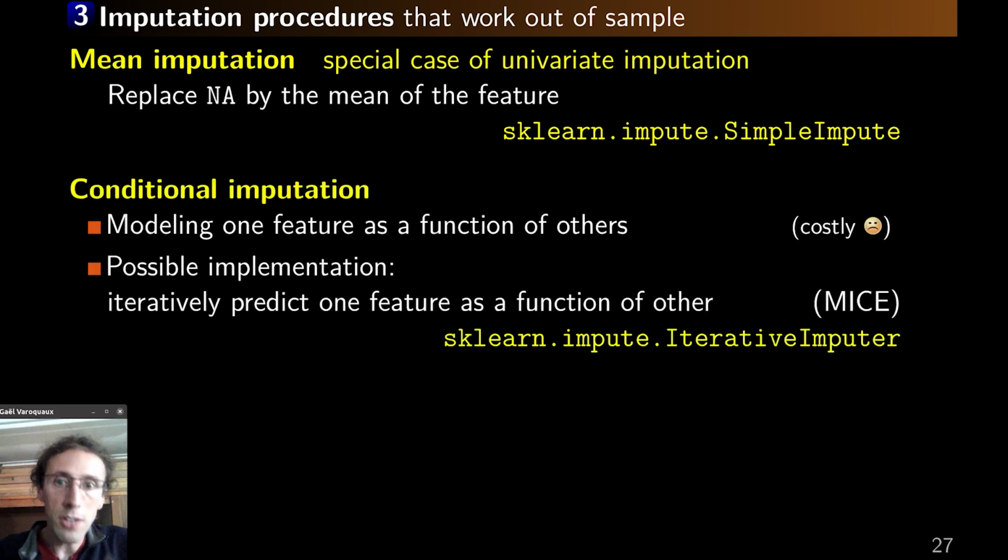So for this we can do richer imputation. Conditional imputation, for instance, where we model one feature as a function of others. The problem is that it's costly, especially on large databases. It scales extremely poorly. One possible implementation is to iteratively predict one feature as a function of others, like in the famous MICE software, and in scikit-learn this is done by the iterative imputer.